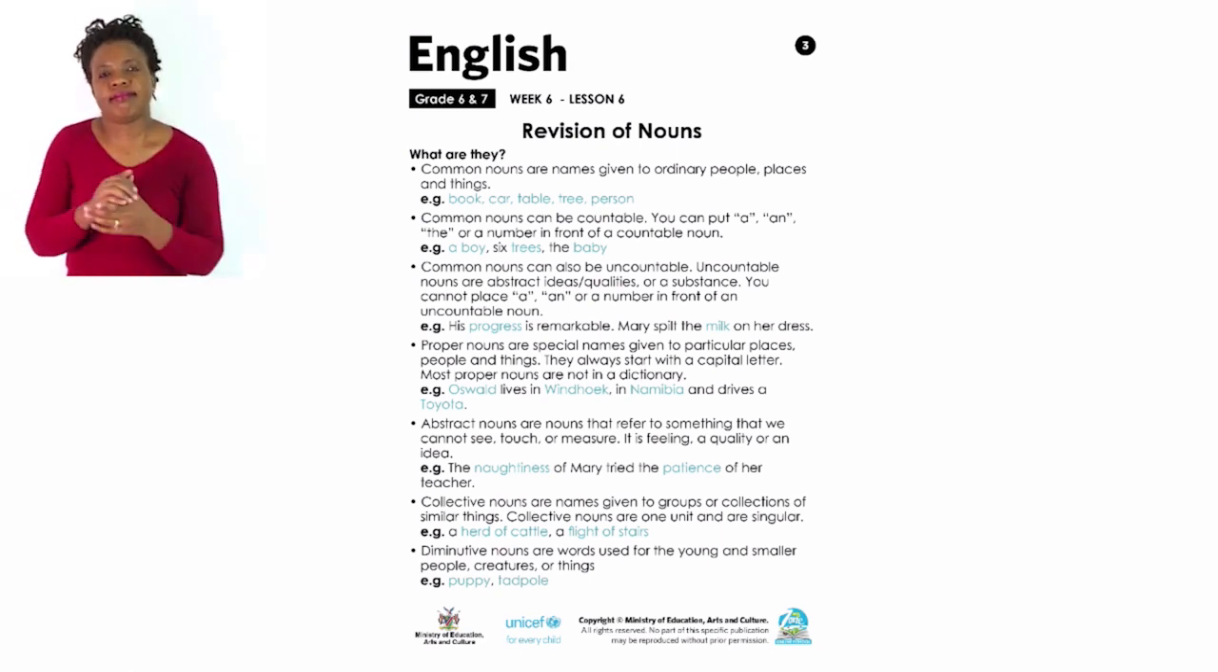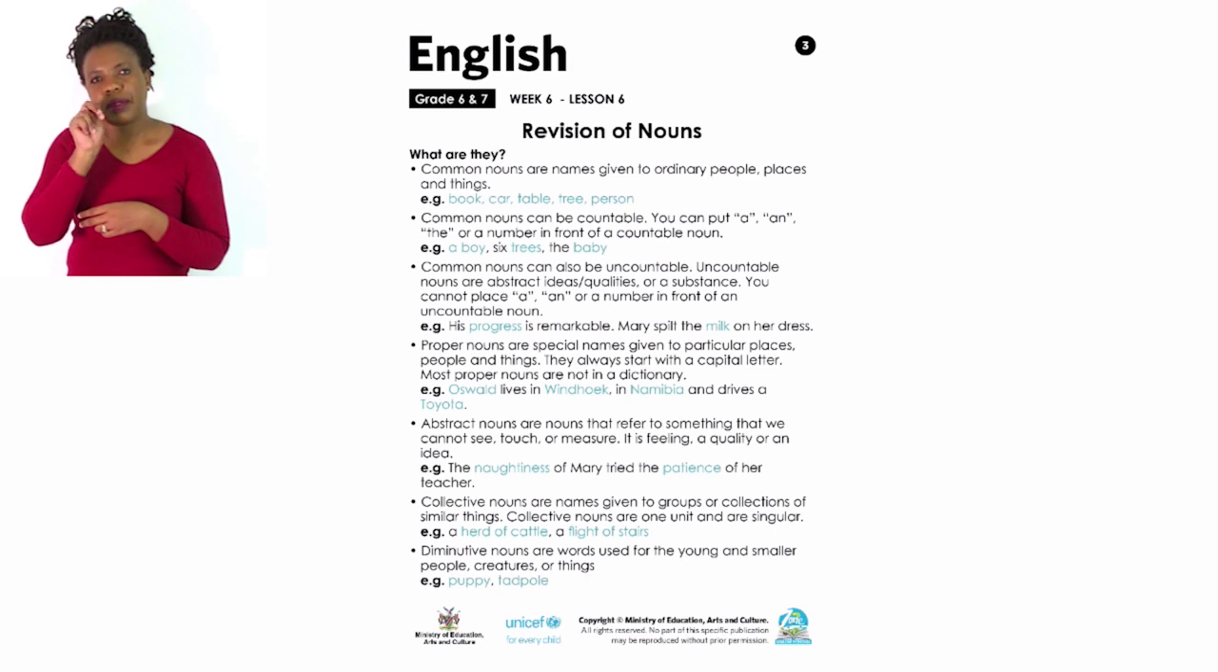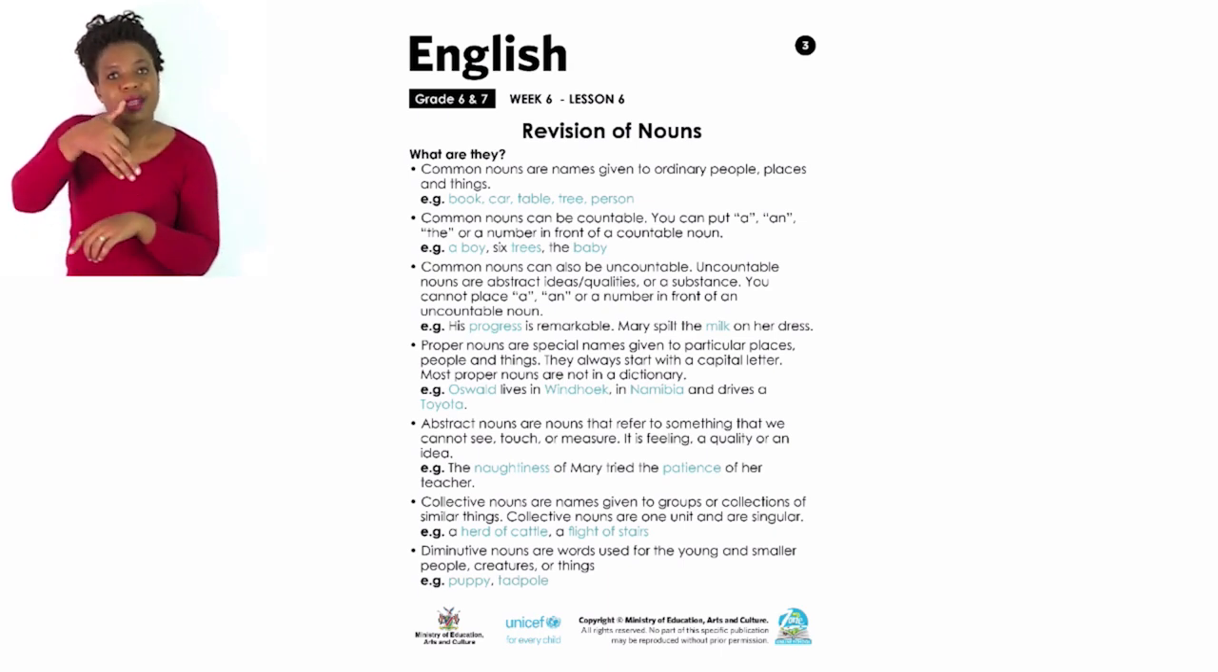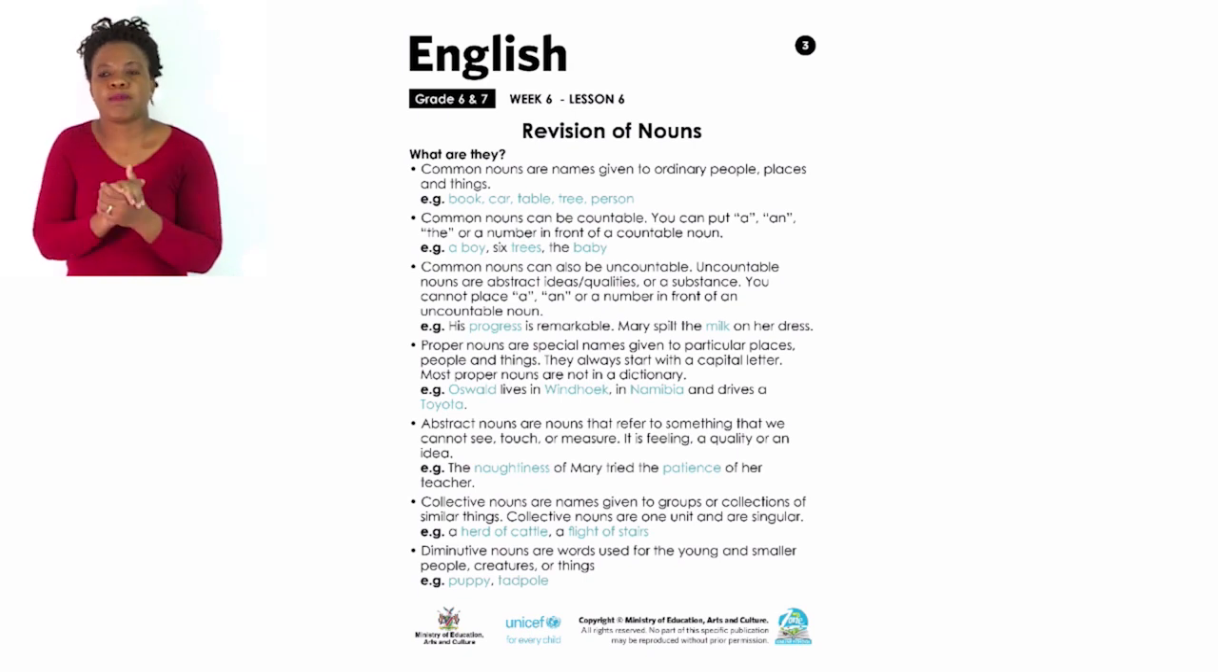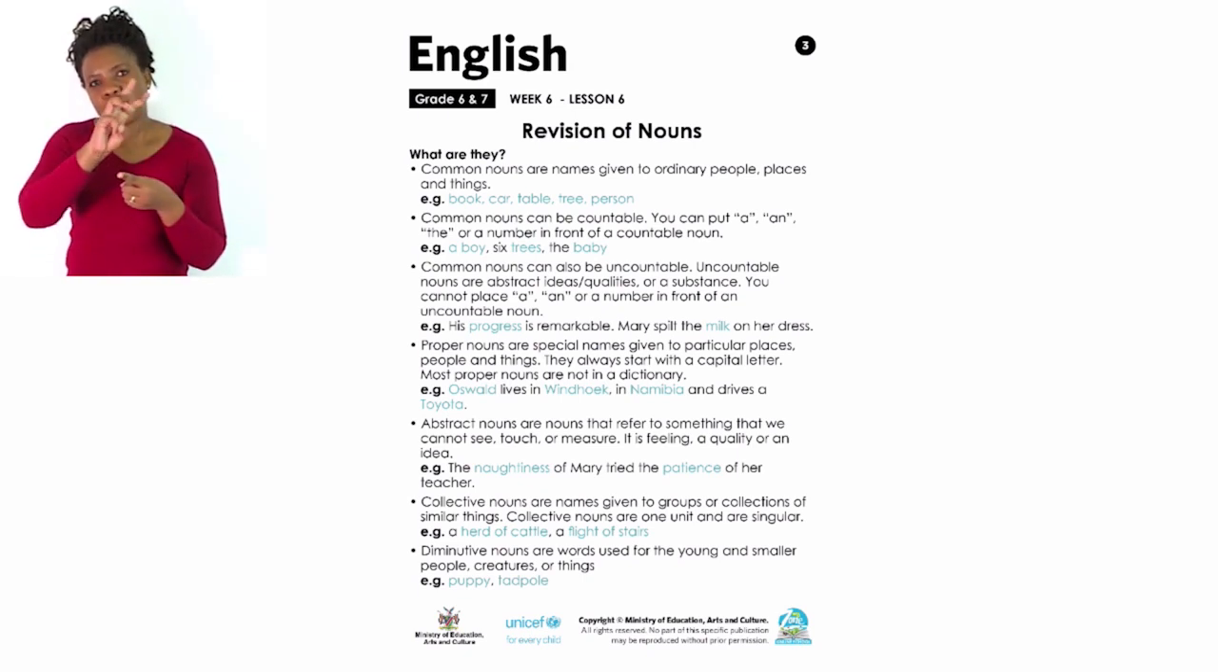Let's move on to the second type of noun, which is proper nouns. Proper nouns are special names given to particular places, people, and things. They always start with a capital letter. Most proper nouns are not in a dictionary. E.g., Oswald lives in Windhoek, in Namibia, and drives a Toyota. Right, so Oswald, that's a proper noun. Windhoek, another proper noun. And Namibia, a proper noun as well as Toyota.